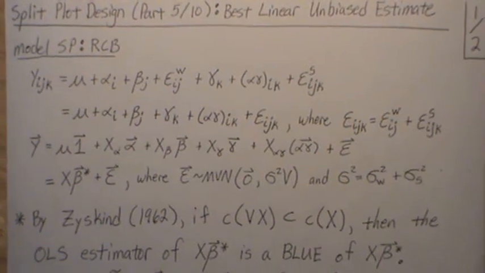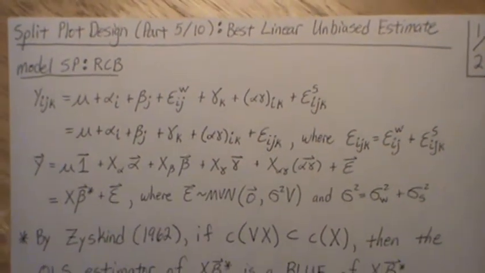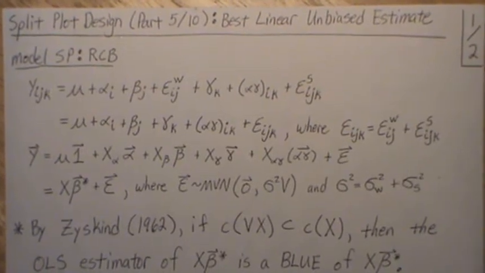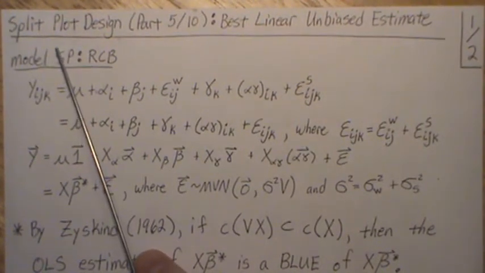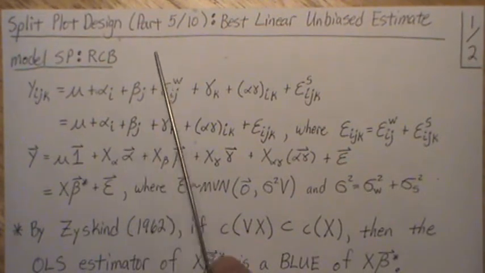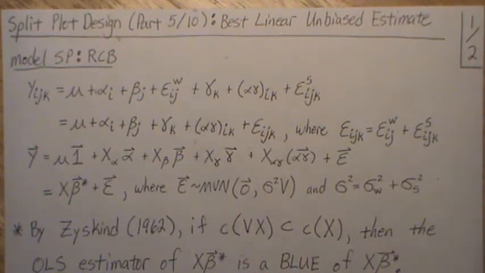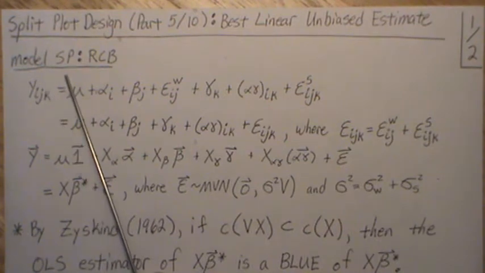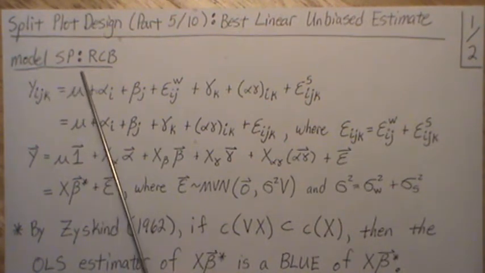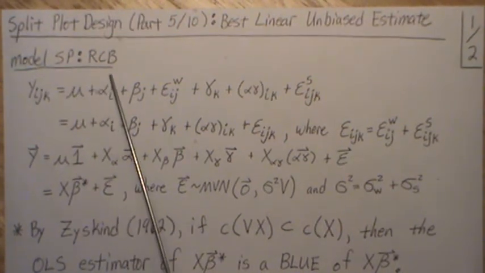Hello, this is the next video in a playlist that I'm calling General Linear Models, Design of Experiments. And this is part of a little mini-series within that larger playlist called Split Plot Design. We're on part 5 of 10, and here we're going to look at the best linear unbiased estimate in this setting. Now, the model we're going to look at is called Split Plot Design Randomized Complete Block.